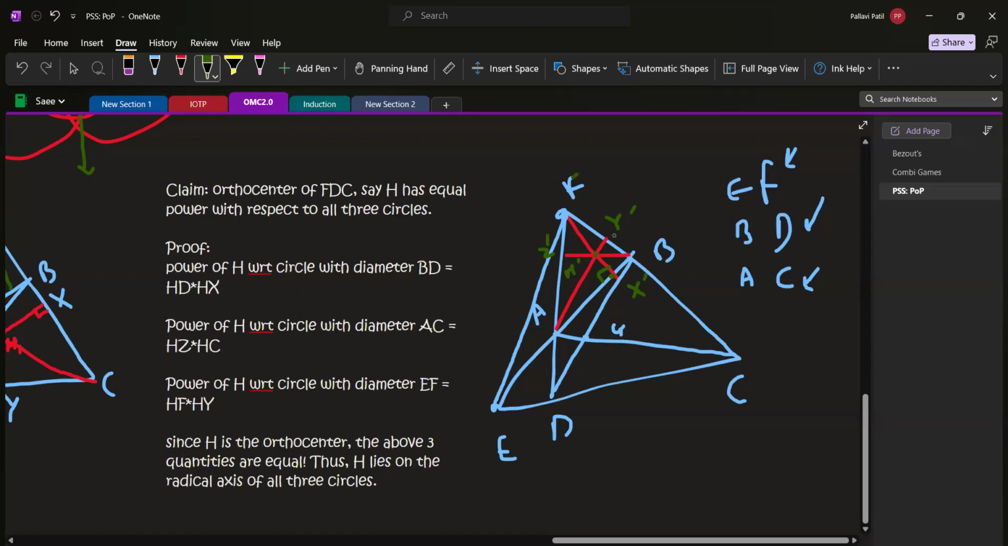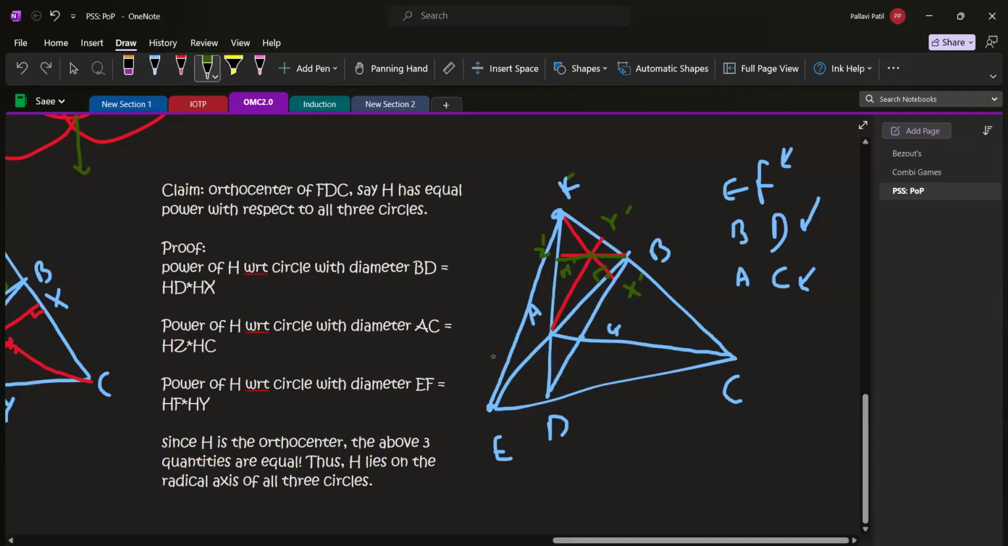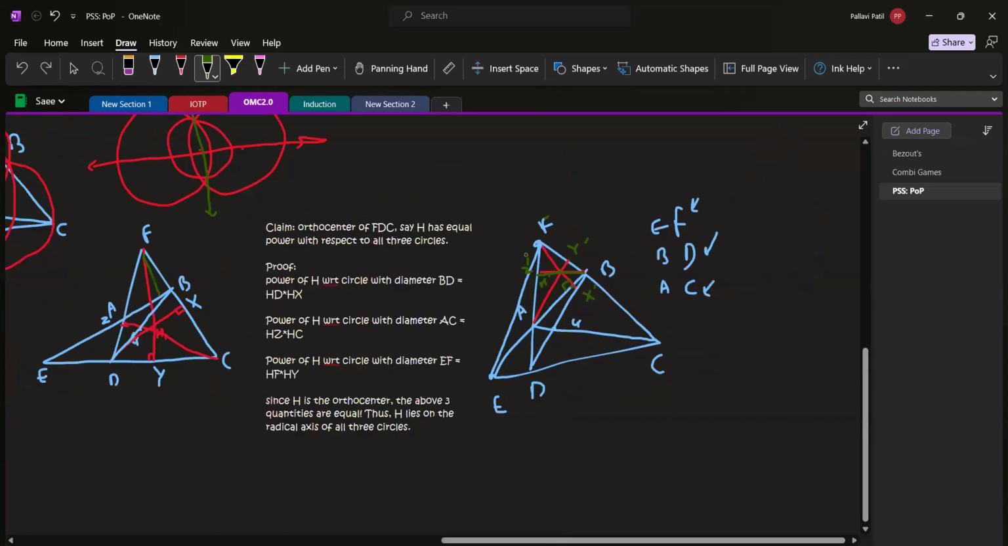Now, similarly, since AY'C is 90, just by definition, we know that Y' lies on the circle with diameter AC. So the power of H' with respect to that circle is H'A into H'Y'. And the last one is this 90, Z' with the same H' thing, H'B. So again, H' has the same power with respect to all the circles. So we know it has to lie on the radical axis of all three circles.